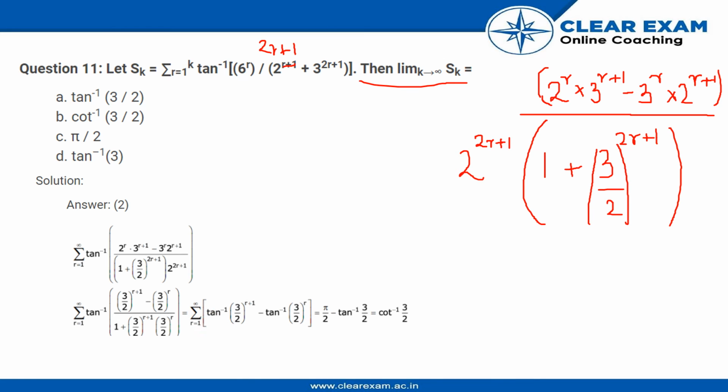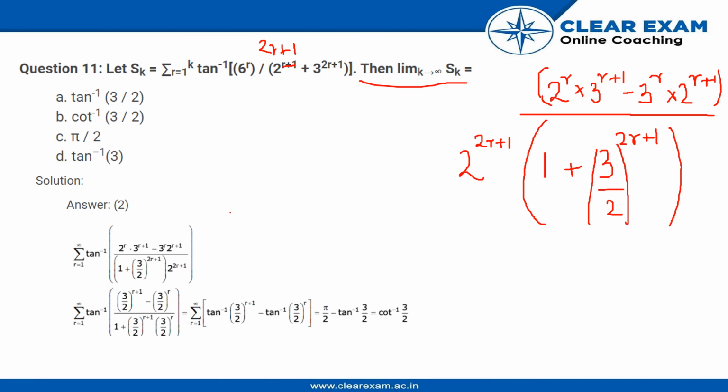Now we are doing summation. So let's put r equal to 1. We have tan inverse of 3 by 2 raised to 2 minus tan inverse of 3 by 2 raised to 1, and we took r equal to 2. So we have tan inverse of 3 by 2 raised to 3 minus tan inverse of 3 by 2 raised to 2. So you can see that the term over here gets cancelled by the term over here when I increment r. So only the last and the first term will remain.